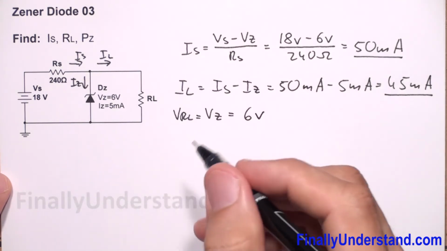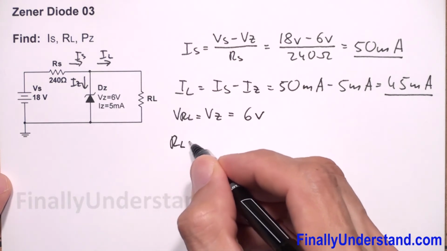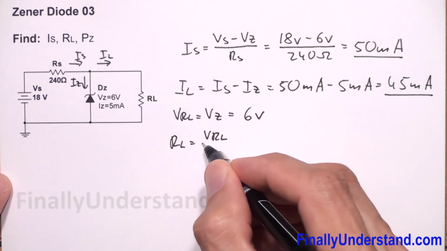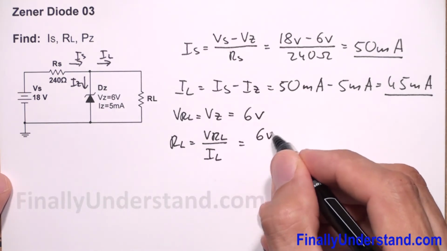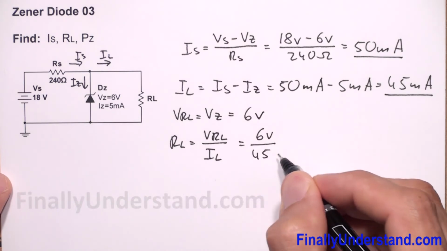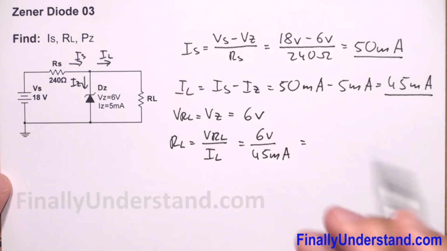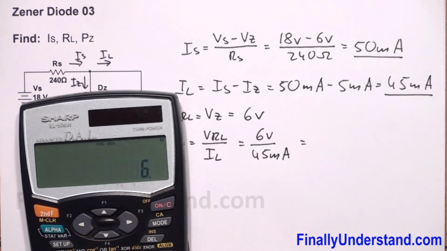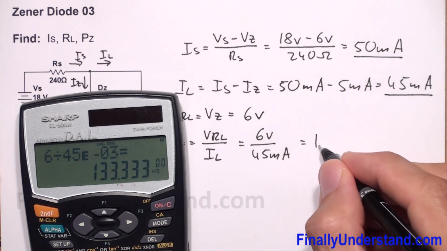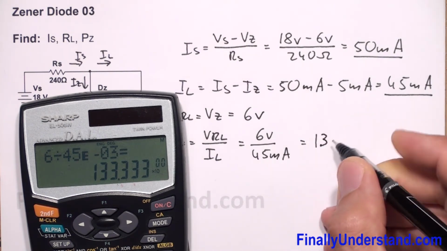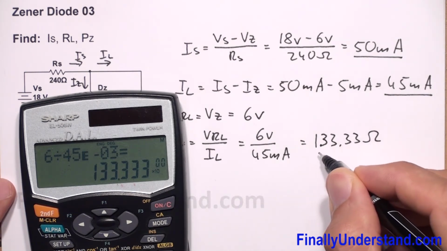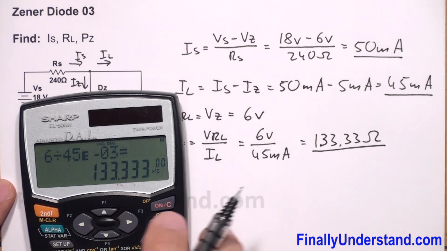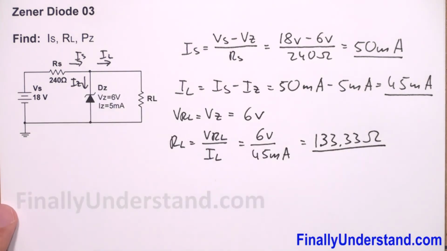So if you want to find resistor RL, RL is equal to VRL over IL. VRL is equal to 6 volts over 45 milliamps. This is equal to 6 divided by 45 times 10 to the negative 3. This is equal to 133.33 ohms. Okay, so this is the resistance of my resistor RL.